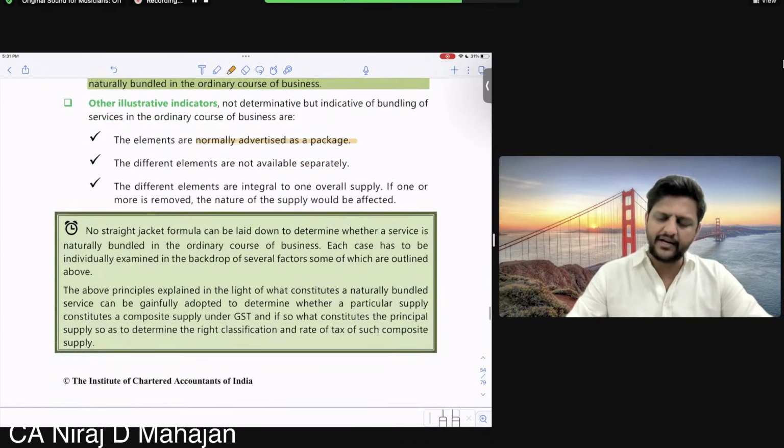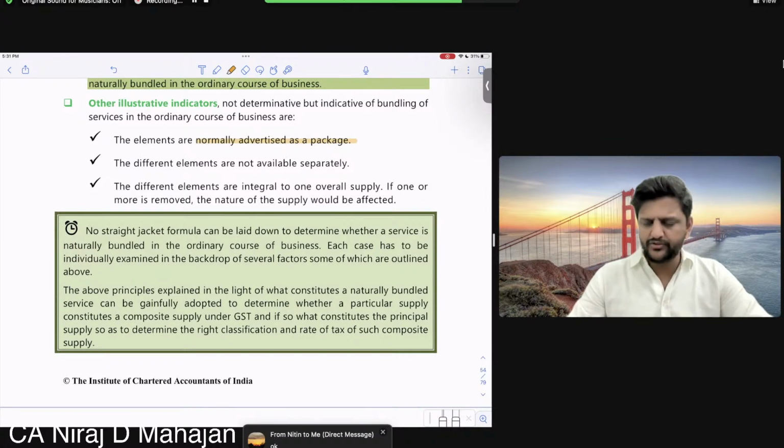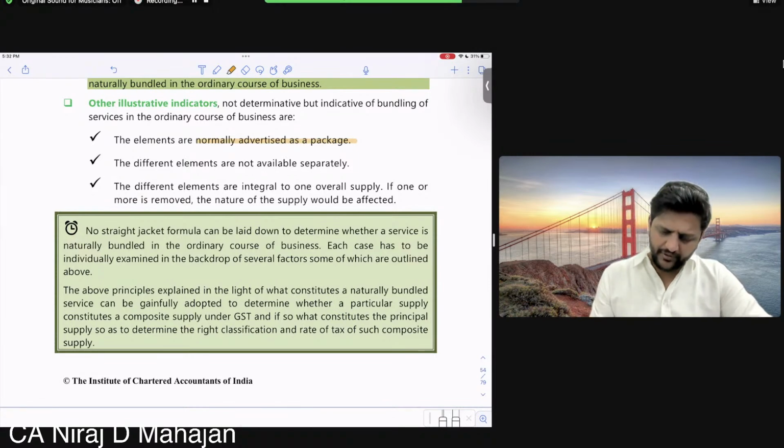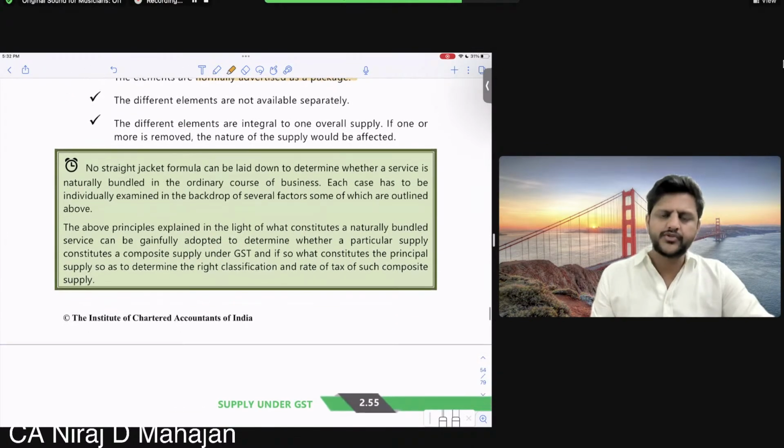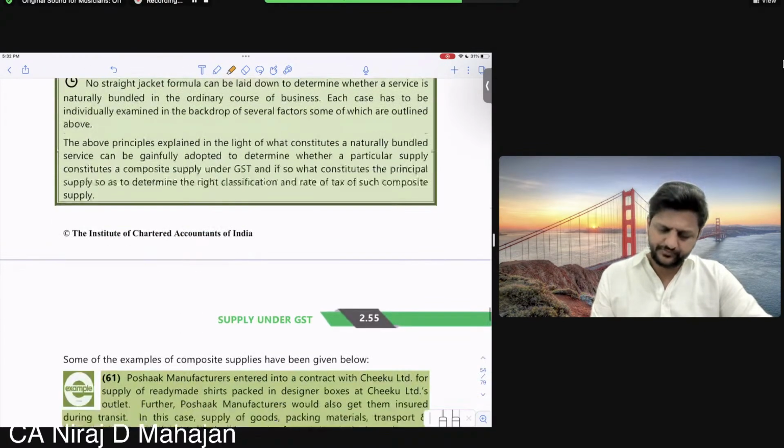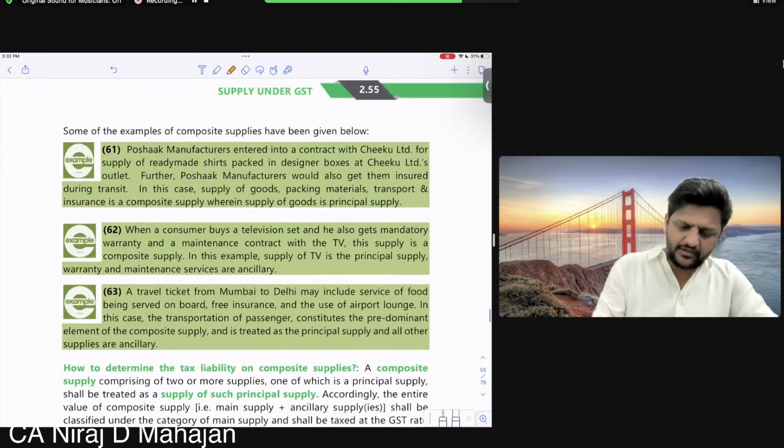The different elements are integral to one overall supply. If one or more is removed, the nature of supply will definitely be affected. One of them is most important, but the others are also important. Finally, there is no straightforward formula for that. So it is just understanding of examples.